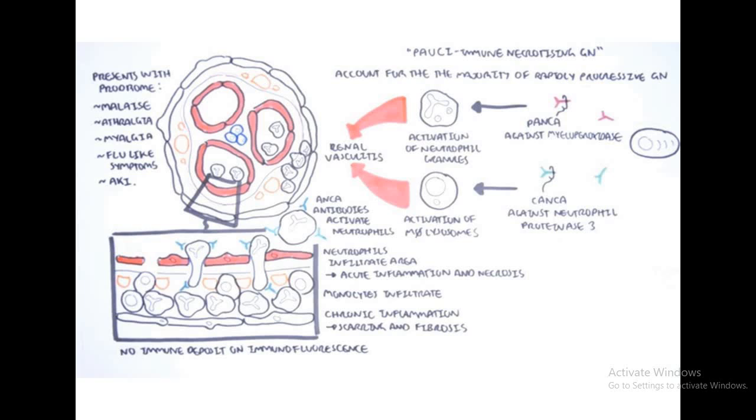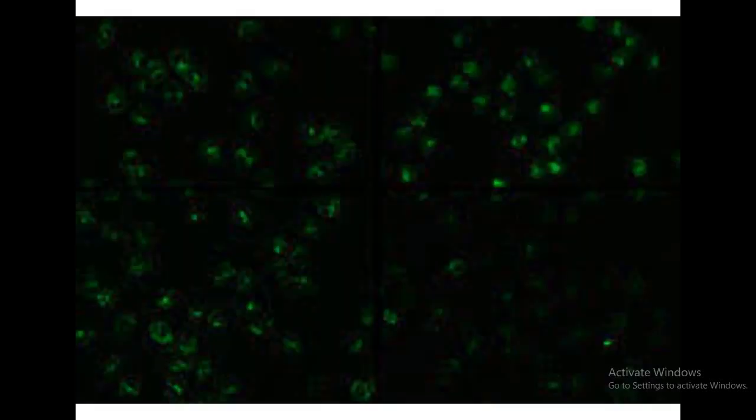So I told you, in all the glomerular diseases we have to know the immunofluorescence findings. We'll see what are the immunofluorescence findings in this ANCA associated glomerulonephritis. Here you can see there are minimal or no immune deposits under the immunofluorescence microscope, hence it is called pauci-immune necrotizing glomerulonephritis. So this is about ANCA associated glomerulonephritis.